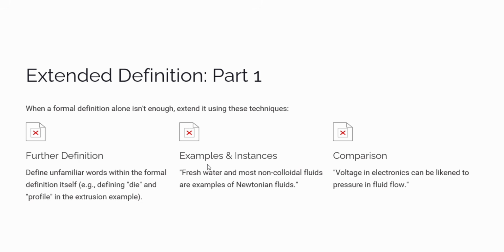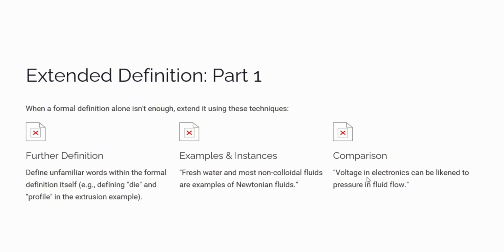You can also do an extended definition with examples and instances. Look at it: fresh water and most non-colloidal fluids are examples of Newtonian fluid. For those of you that are doing fluid mechanics, you understand? So now we are trying to tell them that fresh water is an example of Newtonian fluid. So we are using example as an extended definition.